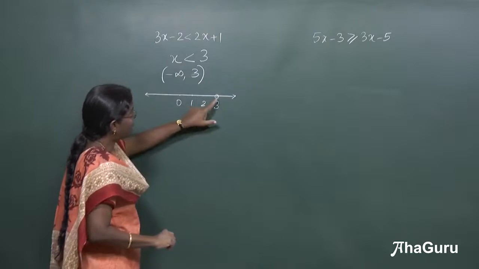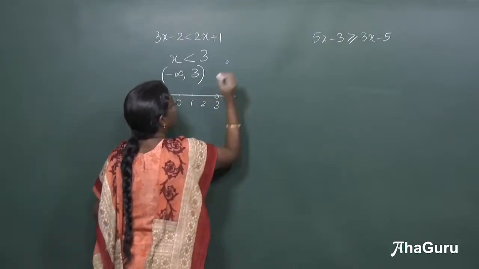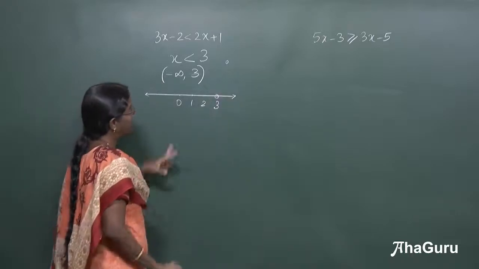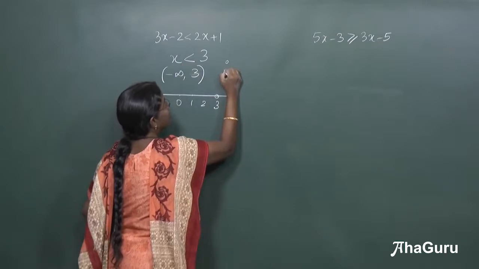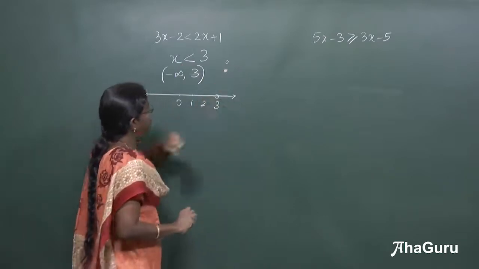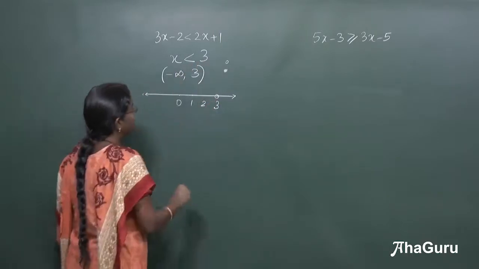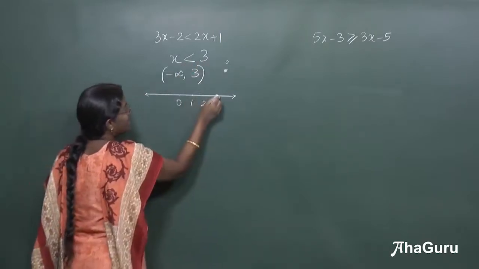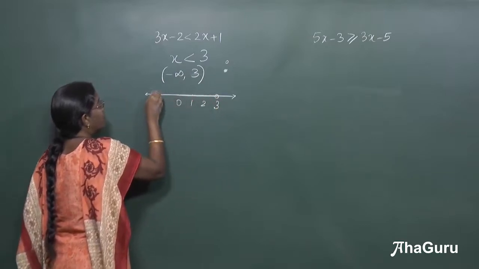If it is a strict inequality, we do not shade the circle. Over the point, just mark a small circle like this. If it is less than or equal to, we shade the circle. If it is only less than, we do not shade the circle, and it is less than 3. Less than 3 will be to the left of 3.